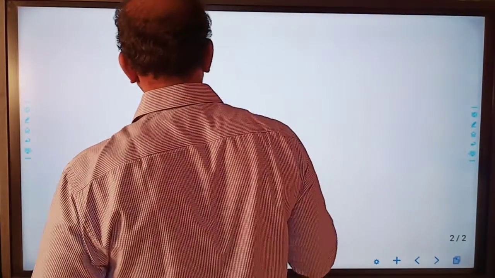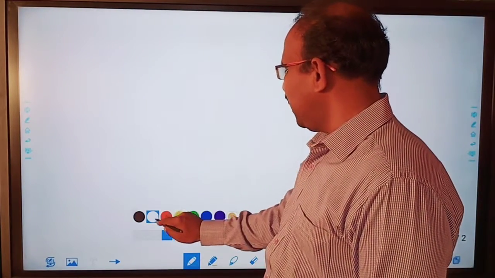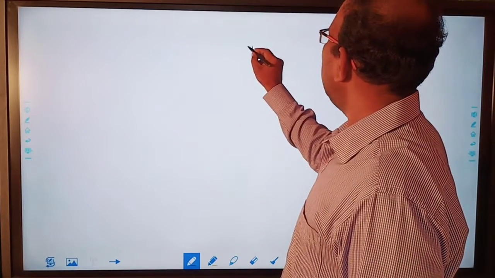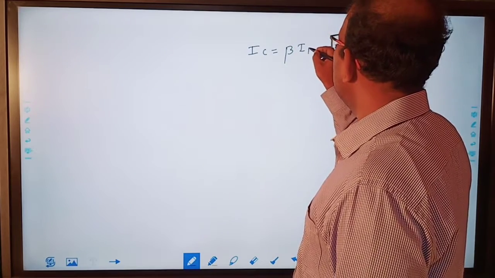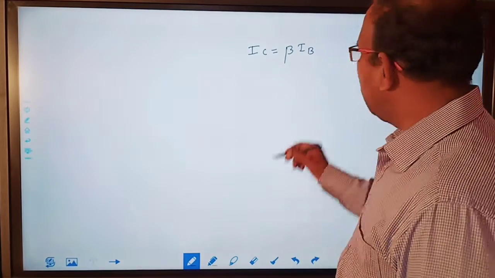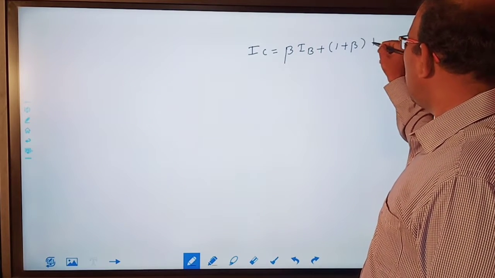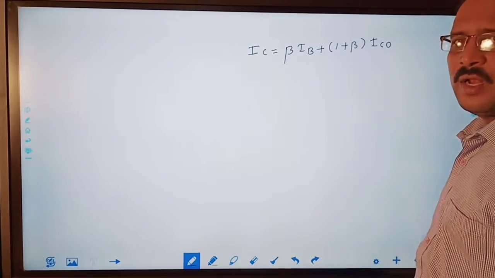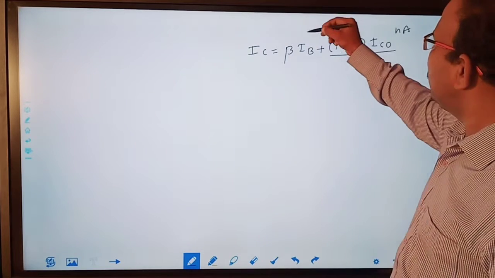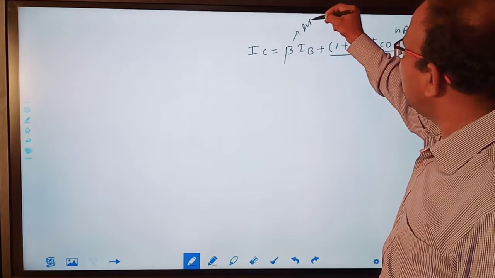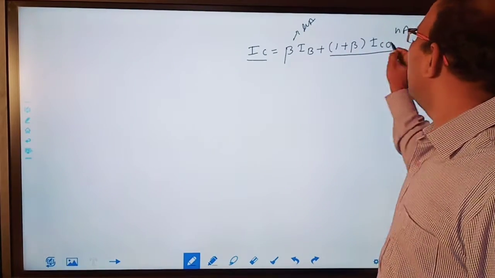Again I want to revise this. So what happens here? You know the standard IC equation with the leakage current. IC is equal to beta times IB. This is for common emitter. With leakage current, I consider 1 plus beta times ICO, this is the leakage current, correct? So this leakage current is negligible. This will be in nanoampere, this will be in microampere. So as compared to this it is negligible. Then also this is sensitive to this.